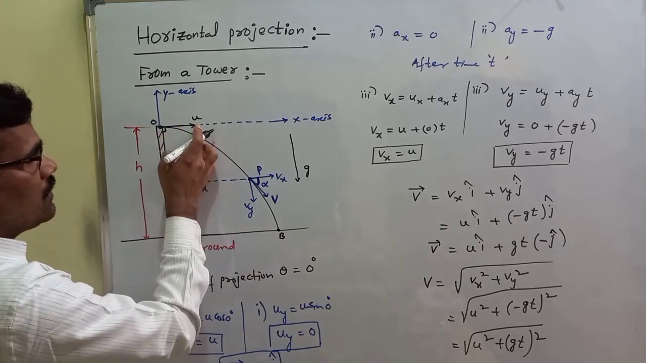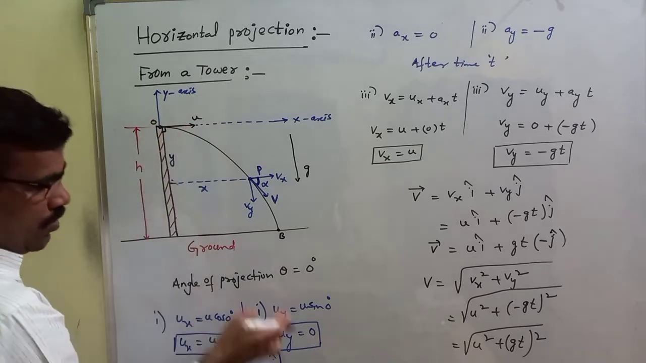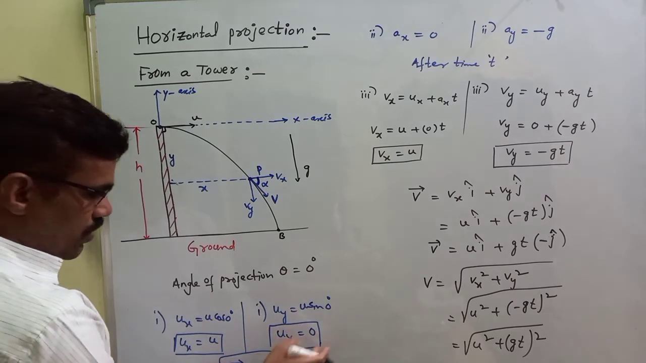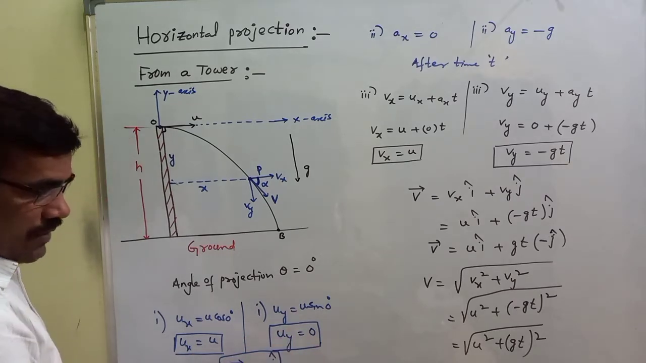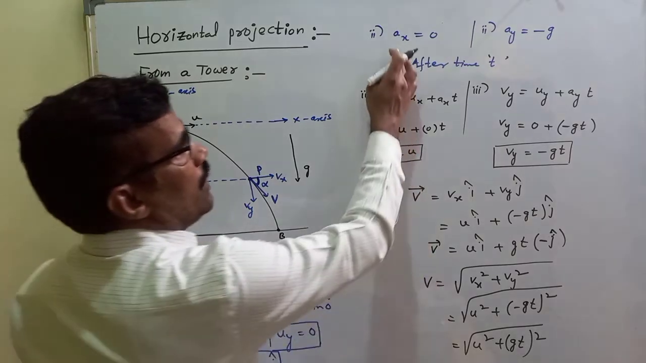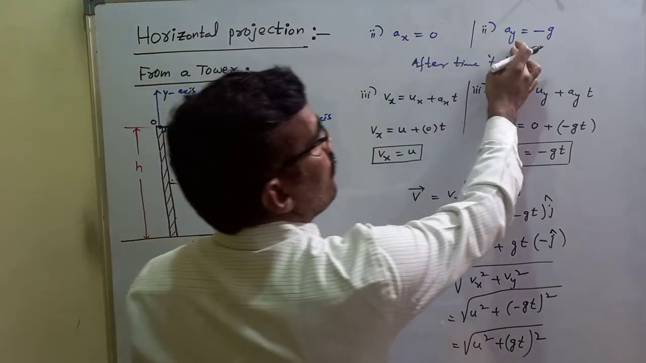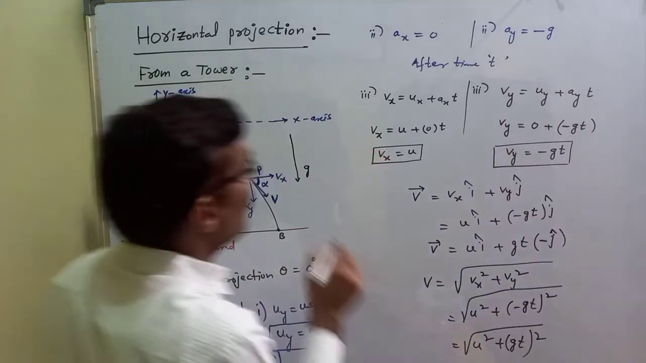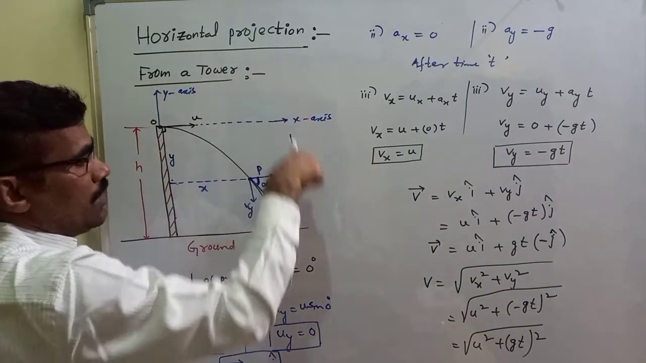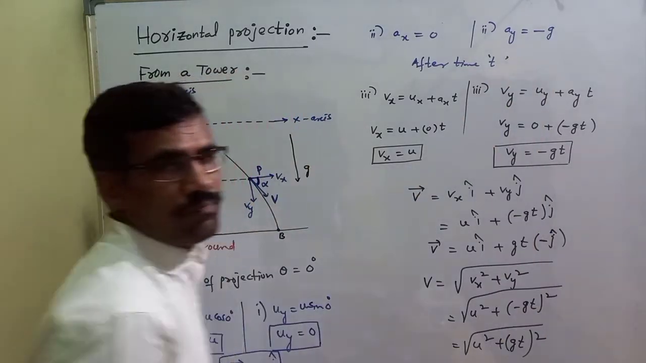So u doesn't resolve along the y direction. In the y direction, u is 0. That's why here ux is equal to u, and uy is equal to 0. So the initial velocity vector u bar is equal to u i cap. Ax is 0, there is no force in the horizontal direction. Ay is minus g. This is the x-axis and this is the y-axis. Gravity is acting vertically downward, that's why you take minus g.